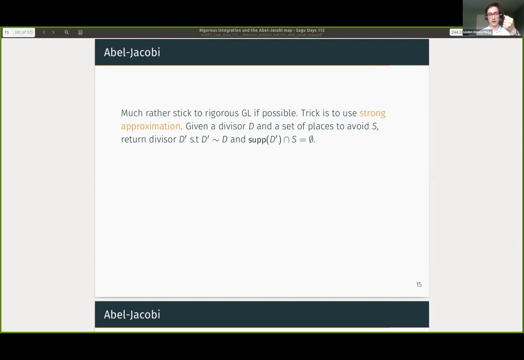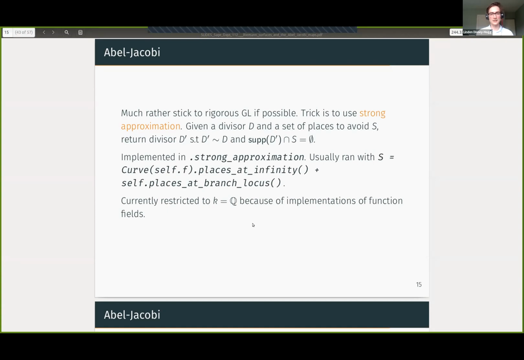This just says if you want a divisor to do this integral up to, this method, strong approximation, can give you another divisor that this tilde symbol is saying is equivalent. For our purposes, we can just say that equivalence means they have the same Abel-Jacobi map, which is great for us. And we can say that it avoids a set of places S. We can find an equivalent divisor that avoids some set of bad places. Practically, what we end up doing is taking S to be the places at infinity and the places at the branch locus, the places where we've said there are problems with either singularities or inability to discern points.